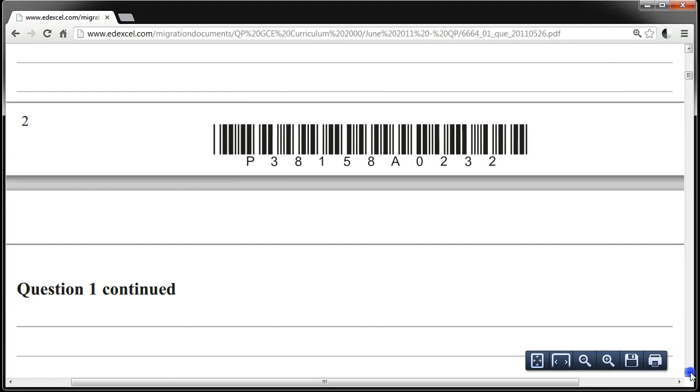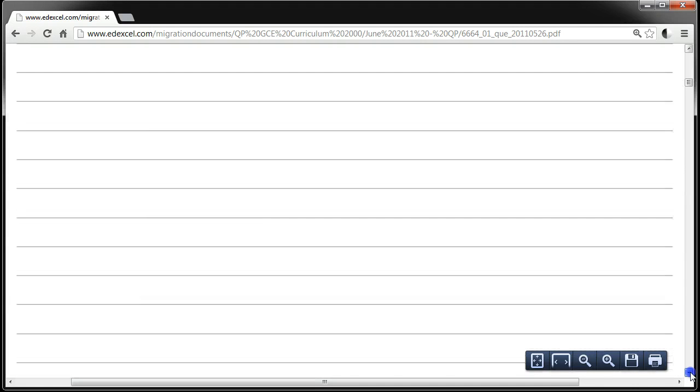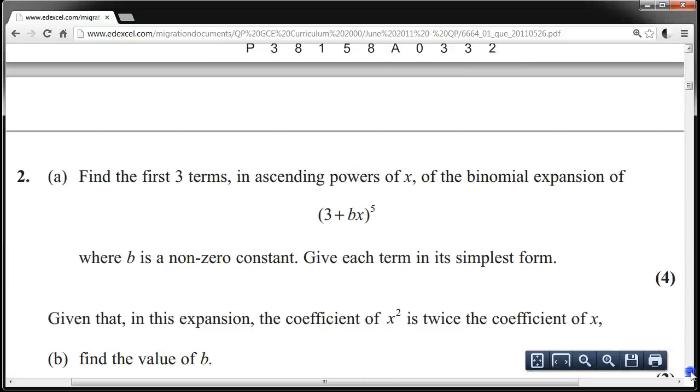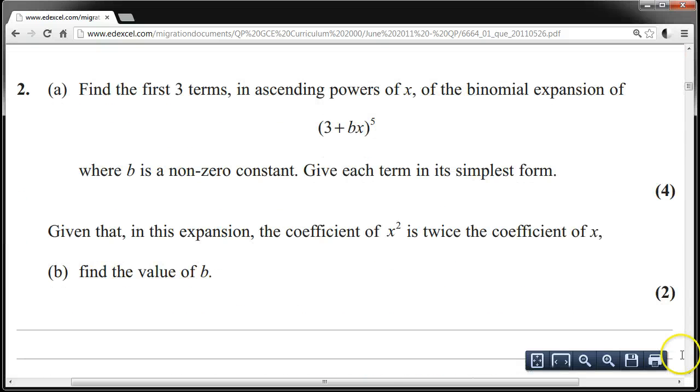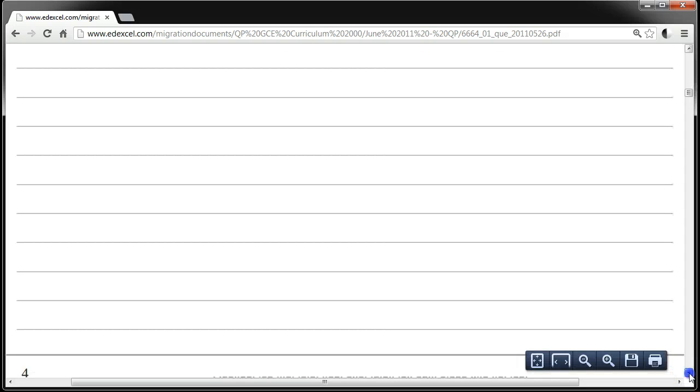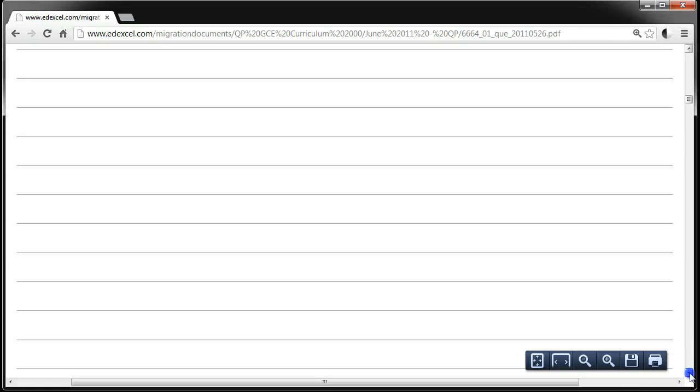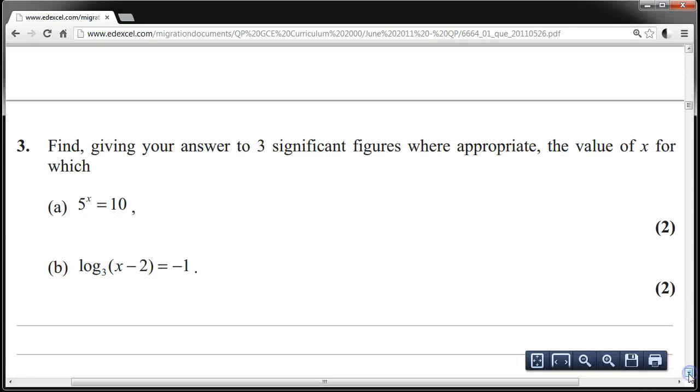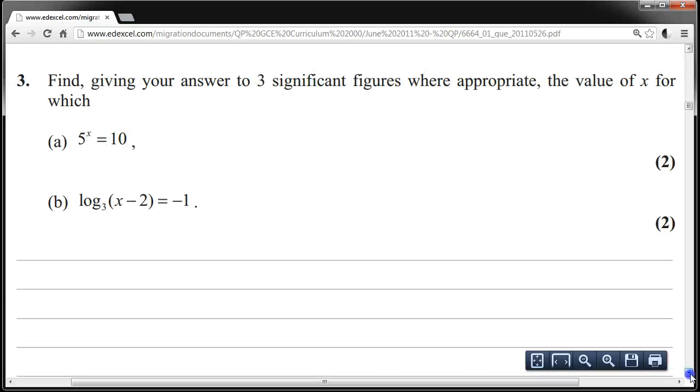So let's look at the next question then. We put our workings in here for the first question. Now question 2: first 3 terms, binomial expansion. So that should be easy, simplify. One coefficient is twice another, find the value b. Fairly easy stuff there for 2. Binomial expansion question. Plenty of room to put our workings, as is usually the custom.